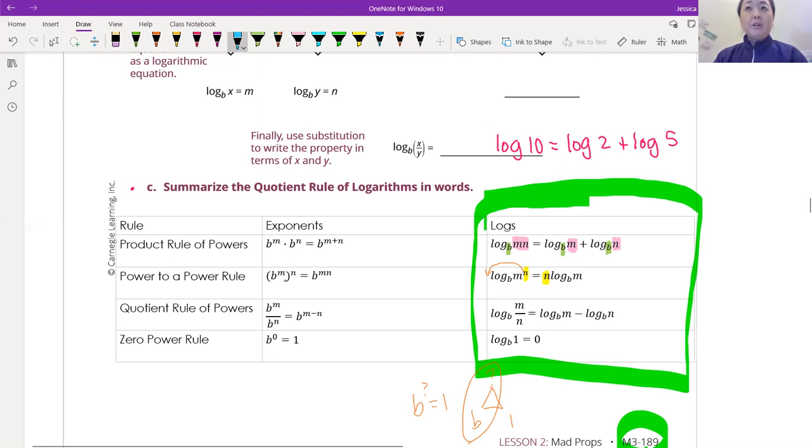So if you notice on top, we checked to see if this was really true, because m times n, if you want to think about it like this, is basically log of 2 times 5, right? Well, what's 2 times 5? Log of 10, right? So what we're saying is that the log of 10 is equal to the log of 2 plus the log of 5. If you don't believe me, try it.